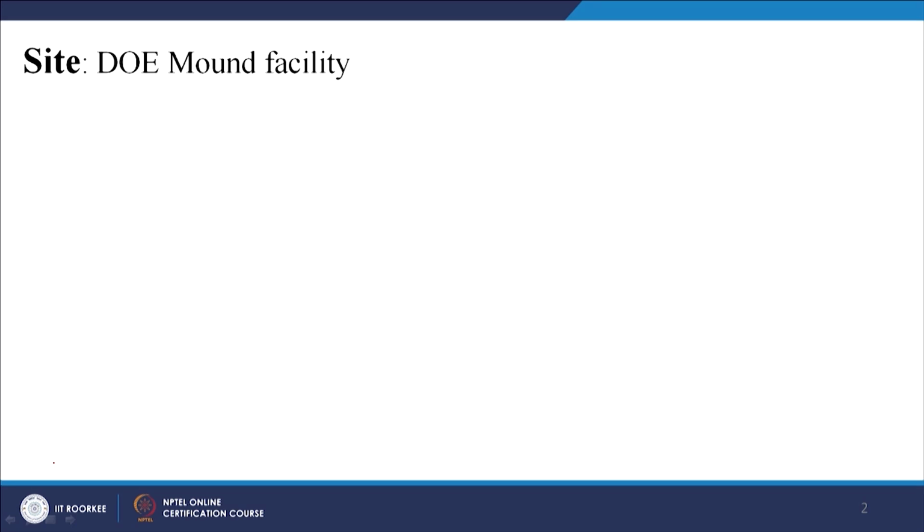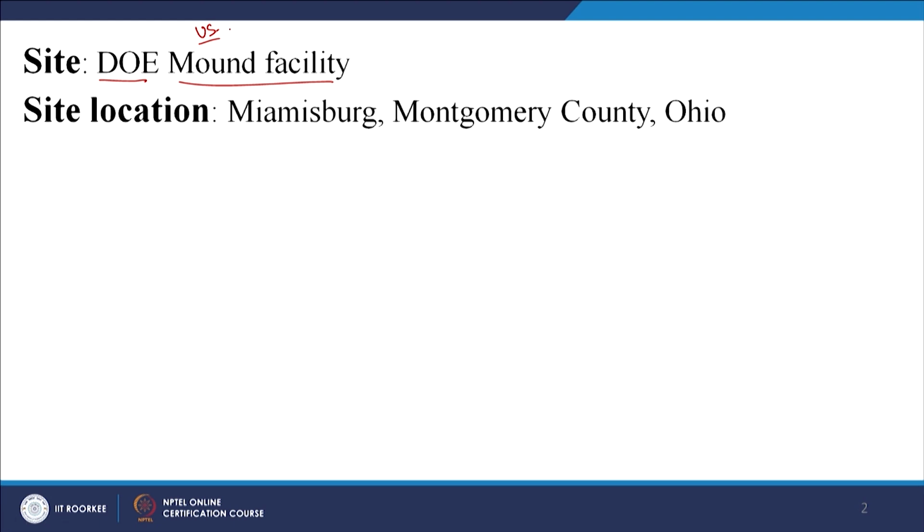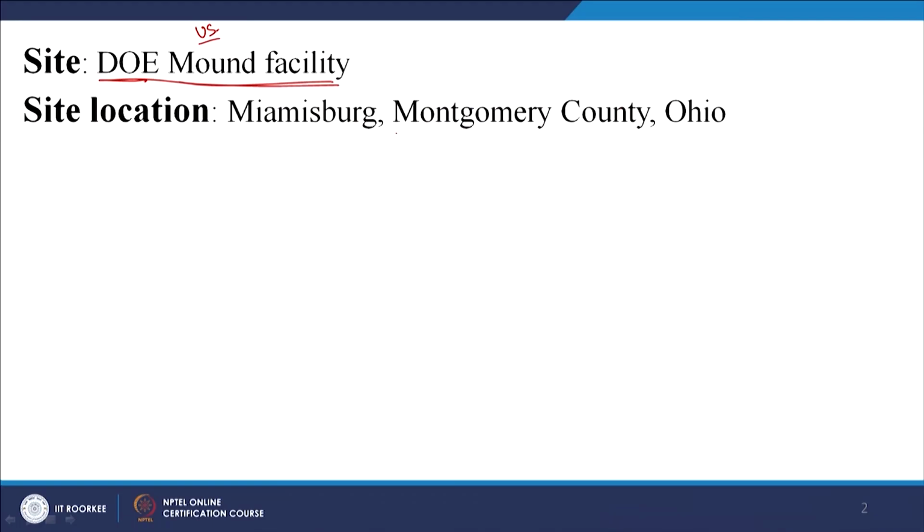So, we are looking at a Department of Energy Mound facility, a site in the US. We are going to look at that particular aspect. They are calling it the DOE Mound facility. If you want to look up the relevant aspects, a simple search on the internet with the relevant title will let you access the relevant documents. And this is in Montgomery County in Ohio, a state within the US.